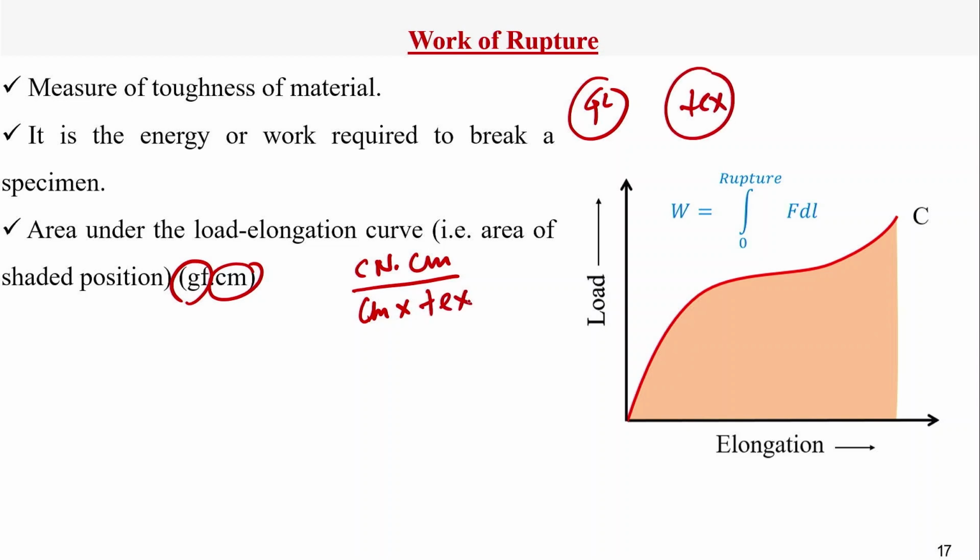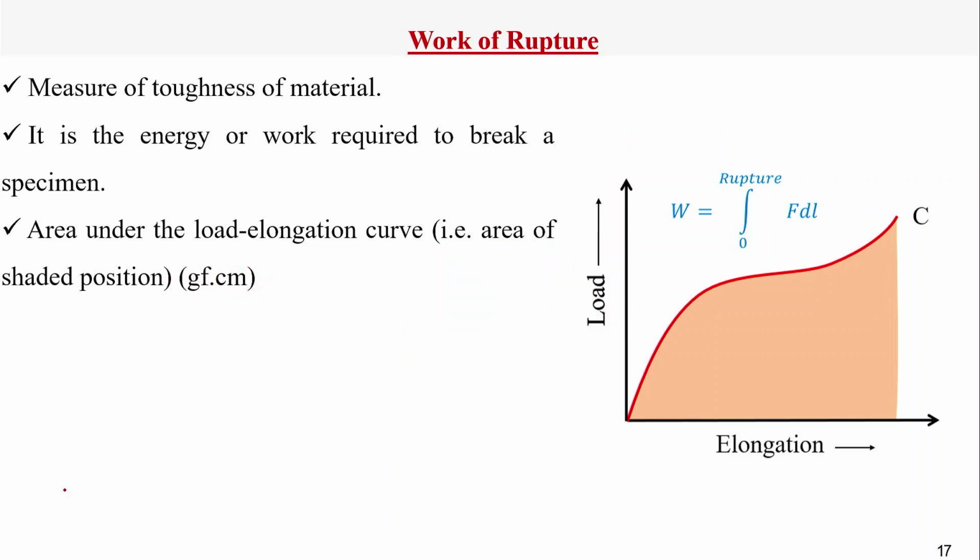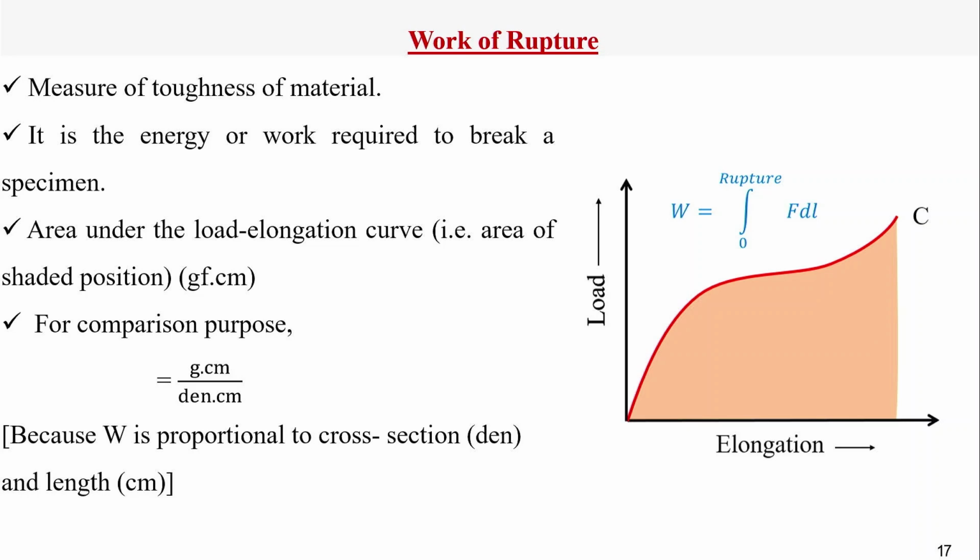So, we divide by the gauge length and divide by the tex of the yarn. Effectively, centimeter is eliminated. So, the effective practical unit of work of rupture of textile material can be expressed in terms of centinewton per tex, which is the unit of tenacity. In that way also we can express it. So, this is the practical unit, as I have mentioned. Here you can see it is gram force per denier, although the actual unit of work of rupture is gram force centimeter.